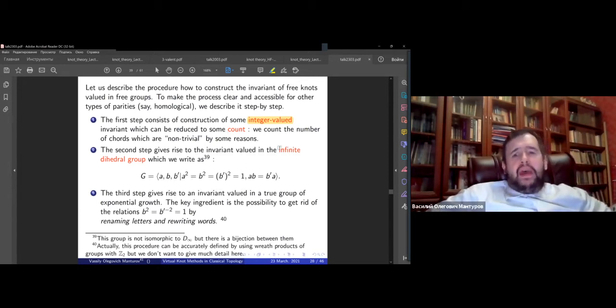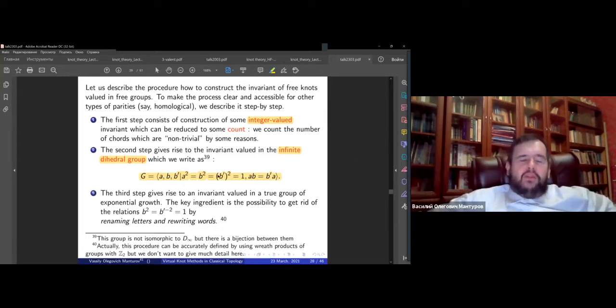Well, and then the second step will be to transform this invariant to be valued in some group. Well, I'm cheating a little bit. It's not the infinite dihedral group, but, in some higher sense, maybe in the Gromov sense, this is similar to this group, and maybe you see that B prime is nugatory, but let's stay here for a while.